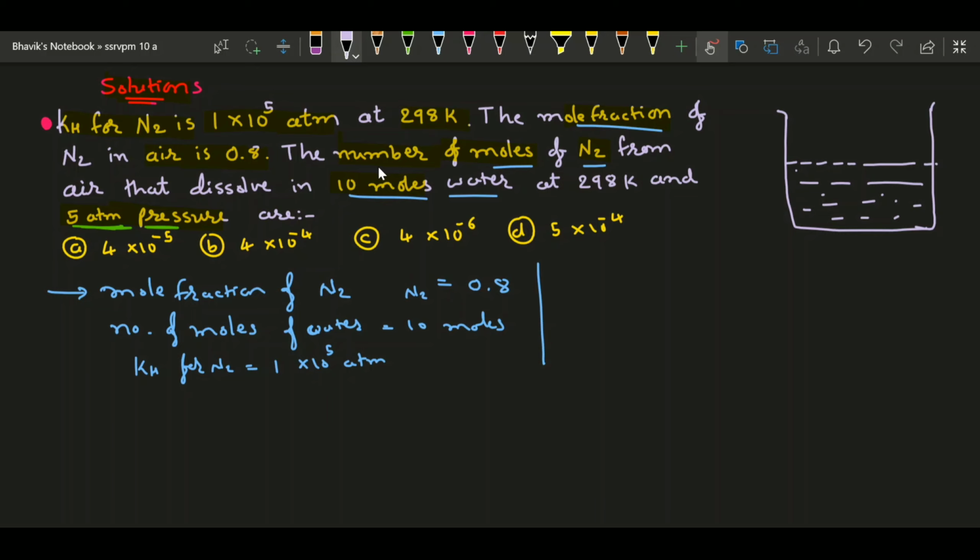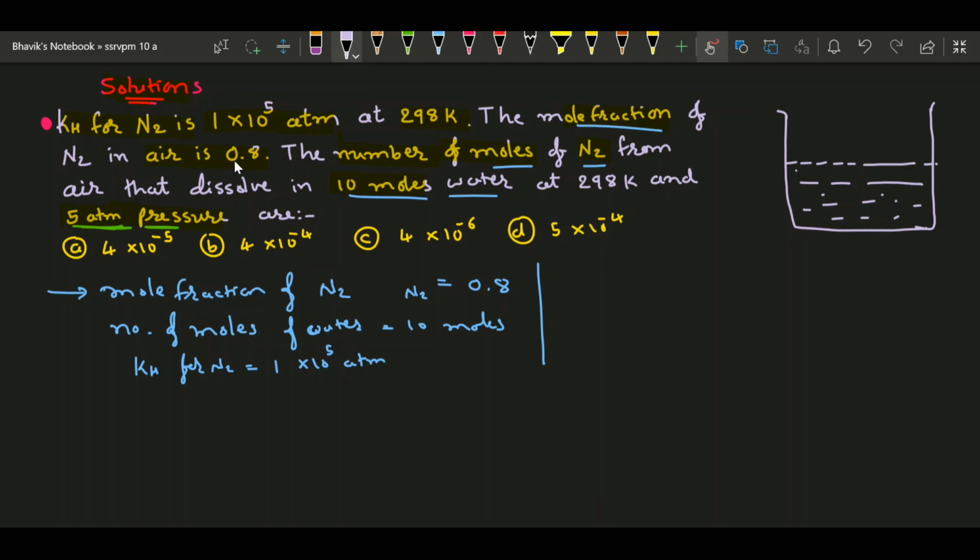So friends, today we are going to discuss this numerical which is from chapter number 2, Solutions. Okay, so here you can see the question. What is the question? KH for nitrogen is 1.01 into 10 to the power 5 atm. It is given here at 298 Kelvin temperature, and the mole fraction of nitrogen in the air is 0.8.